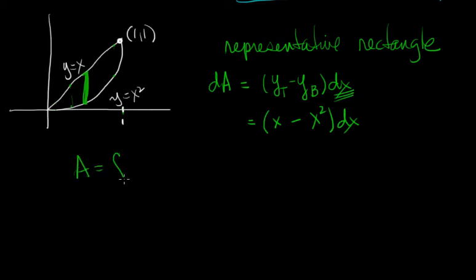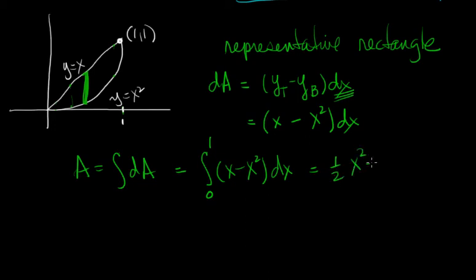My area is the integral of dA, which is the integral from 0 to 1 of x minus x squared dx, which is 1/2 x squared minus 1/3 x cubed. Between 1 and 0 gives me 1/2 minus 1/3, which is 1/6.